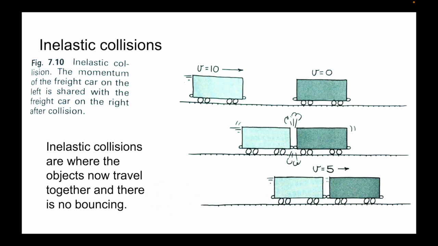When we talk about inelastic collisions, these are the sticky types of collisions. Inelastic collisions are where the objects now travel together. So something like this, where one object is moving, the other object is not moving, they smack together and then suddenly they move together with a combined velocity. You notice it's proportionate as well.